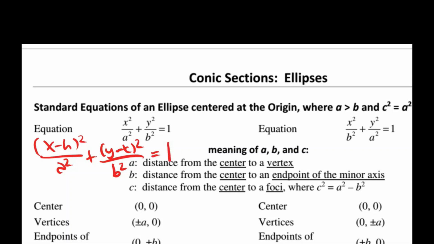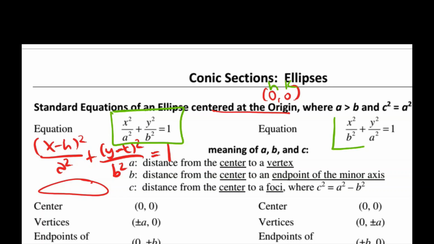Okay. Now, if the a is associated with the x, then we're going to have a horizontal ellipse. In this case, we have standard equations that are centered at the origin, 0, 0. So h is 0 and k is 0. This is why we have x minus h, or x minus 0, which gives us x squared, and y minus k, or y minus 0, which gives us y squared. So we have the standard equation of an ellipse centered at the origin.